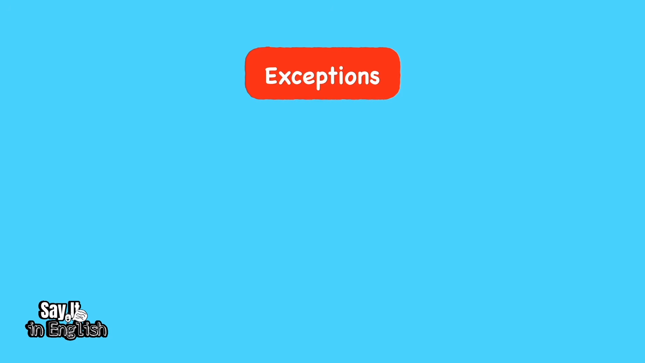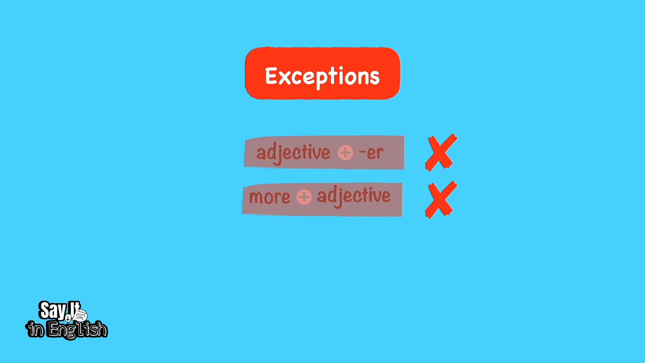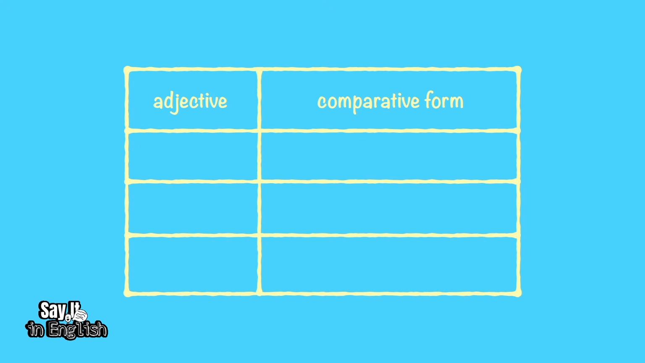Note that some comparative adjectives in English do not follow these usual rules. Instead, they change form completely. For example, good becomes better. Bad becomes worse. Far becomes farther or further.